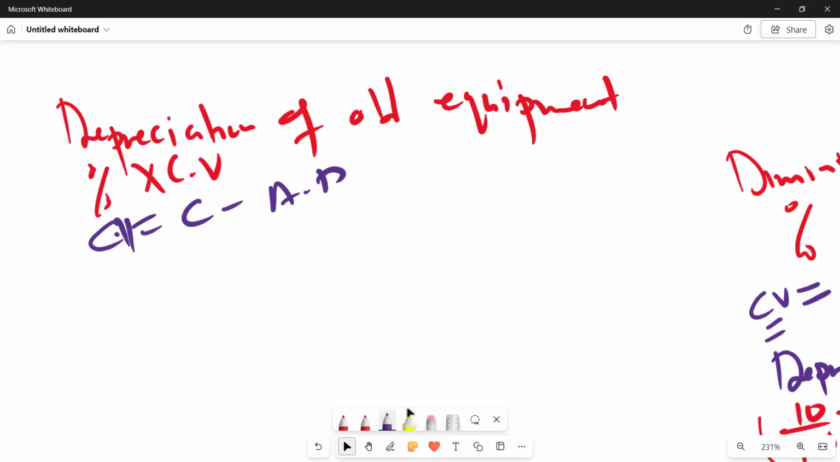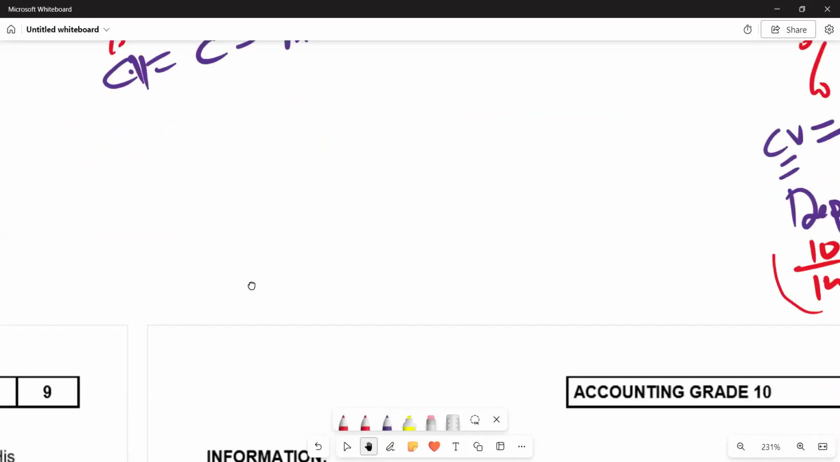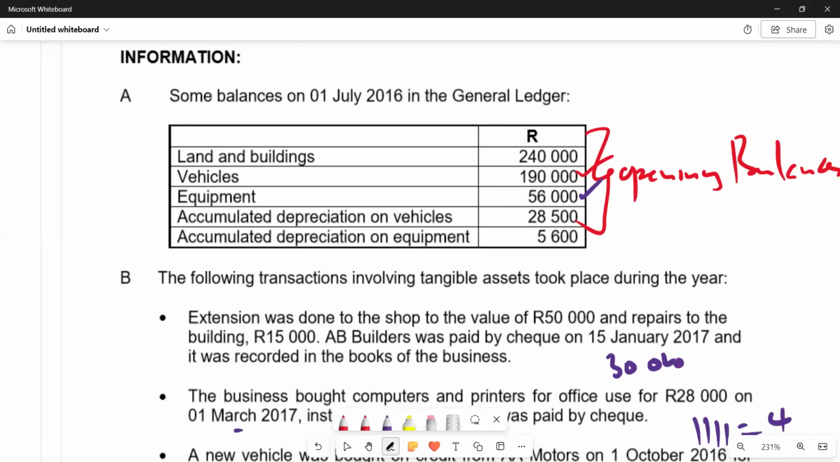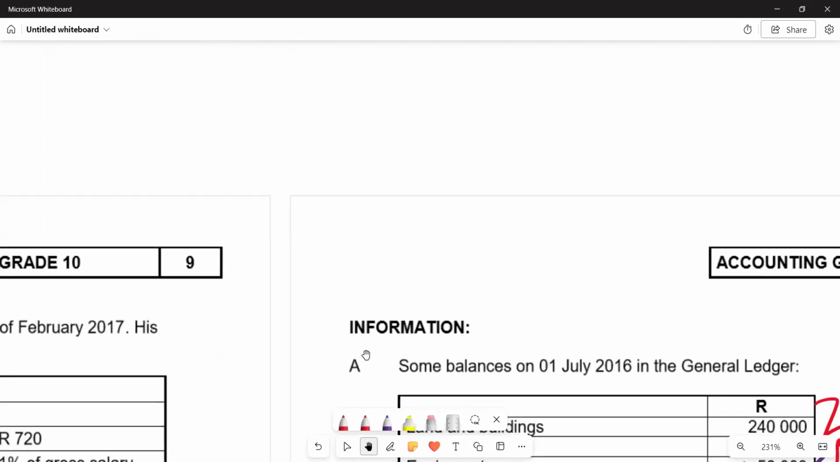So we go to the beginning of the year, the balances that are given as our opening balances, and then we calculate a carrying value. We are saying equipment is at 56,000 cost, and then accumulated depreciation for equipment is 5,600. So 56,000 minus 5,600. So here we come here.